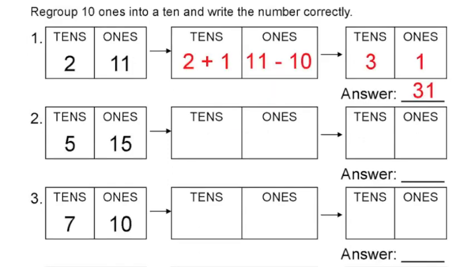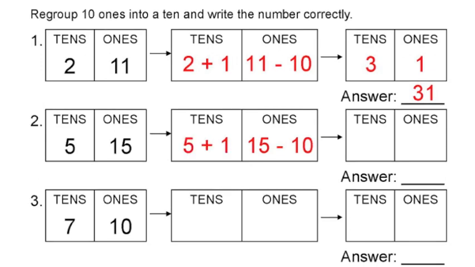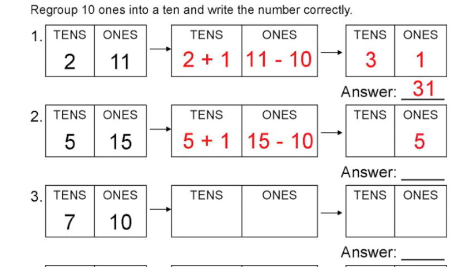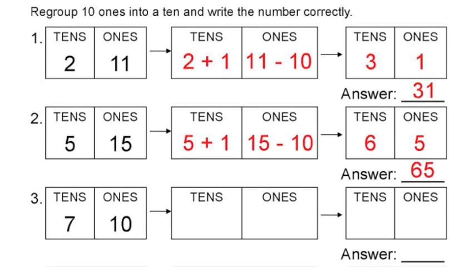So let's move on down to number 2. I have 5 tens and 15 ones. 15 is more than 10, so I can definitely do regrouping. So I'm going to do 15 minus 10 again, and I'm going to add 1 again into the tens place. So 15 minus 10 gives me 5 ones. 5 plus 1 gives me 6 tens, so I get 65. So 6 tens and 5 ones is actually a conversion of 5 tens and 15 ones.